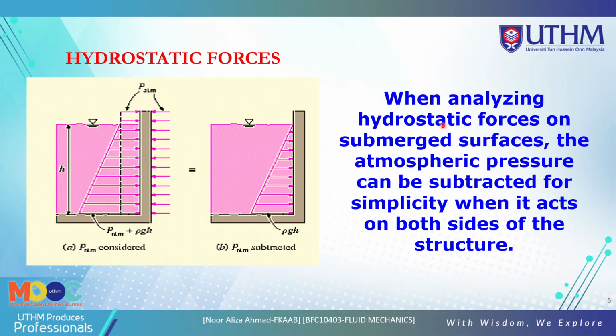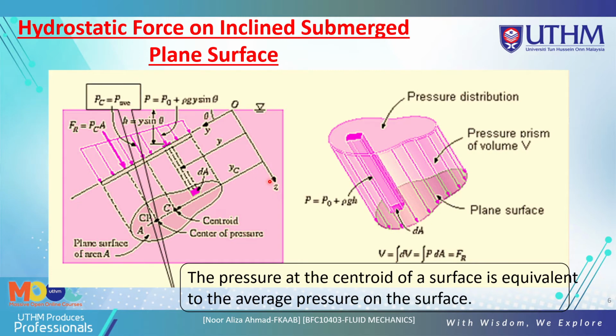When analyzing hydrostatic force on a submerged surface, the atmospheric pressure can be subtracted for simplicity when it acts on both sides of the structure, on both sides of the structure here. So P atmosphere is considered, and when it acts on both sides, we only have the P gauge. Now we look at the hydrostatic force on an inclined submerged plane surface.